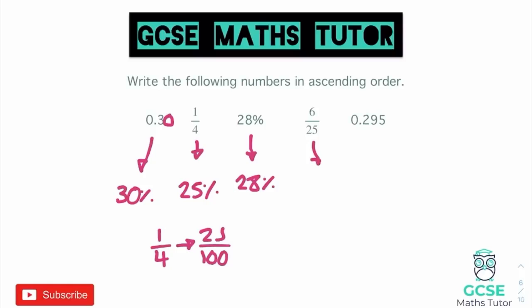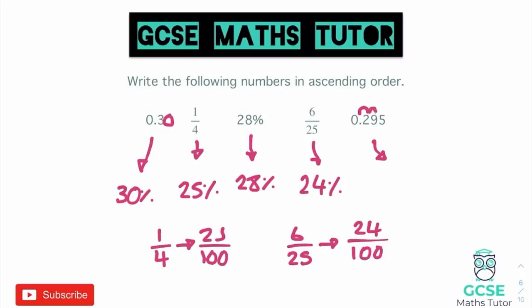So again, let's think about how we would turn that into a percentage. 6 over 25, we would want to multiply the top and bottom by 4 to make it over 100, and 6 times 4 is 24. So that becomes 24%. And then for our final part of this question, we've got a decimal. So if we times that by 100 and we hop the decimal, it's going to jump over the 9. So that is going to become 29.5. And there's our first part where we've had a decimal inside our percentage. But that's fine as well, it's just 29.5%.